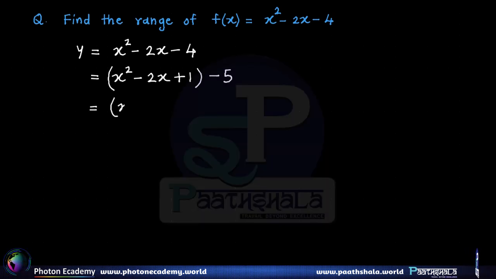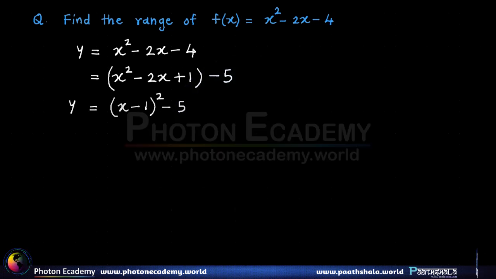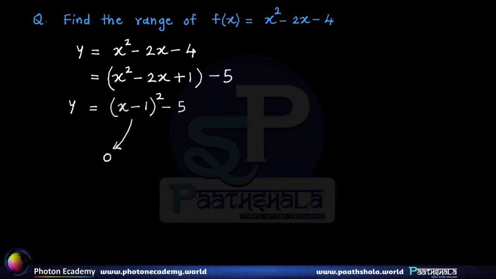So therefore this is equal to (x minus 1) the whole square minus 5, which is nothing but the original function. Now here we see the variable part is positive and 5, which is a constant, is subtracted. So therefore to get the smallest value of y, we must ask the question, what is the smallest possible value of (x minus 1) the whole square, which we know is 0. So therefore the smallest value of y will be nothing but minus 5.